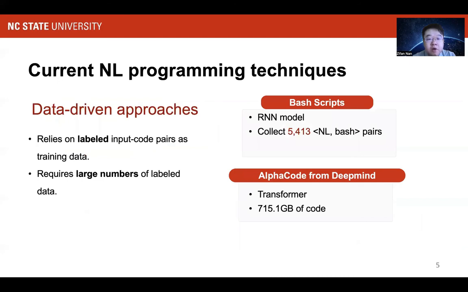The current natural language programming techniques focus on a data-driven approach. This approach relies on a lot of labeled input-code pair training data. For example, a former RNN model that was trained to synthesize bash scripts collected more than 5,000 natural language bash script pairs. And another famous one, AlphaCode, which is claimed to achieve the average human programmer level, is trained on a transformer with more than 700 GB of code.